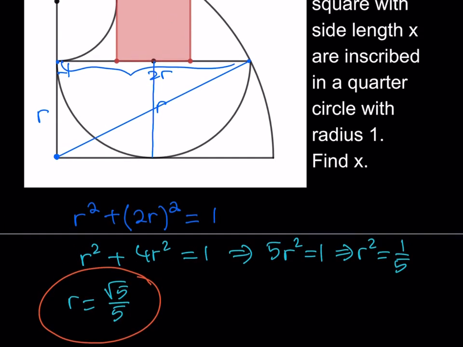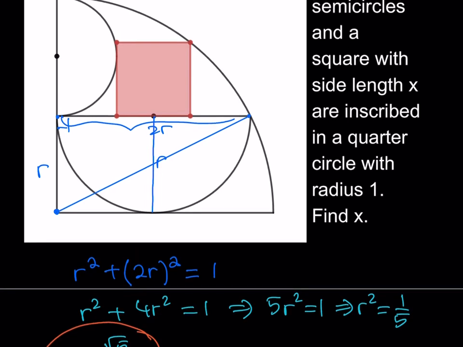I'm going to use that later on, of course, for other things. But let's go ahead and take a look at the second semicircle here. Why do I need to find that? Because in order to be able to find the side length for the square, I'm going to need to find the radius of the smaller semicircle as well. Okay, cool. So let's see how we can proceed from here.